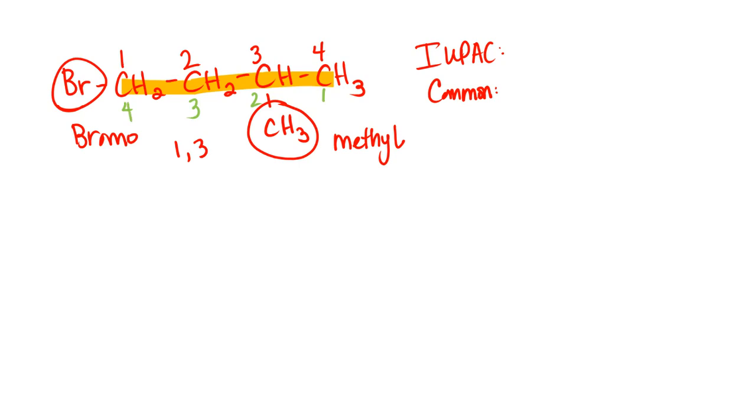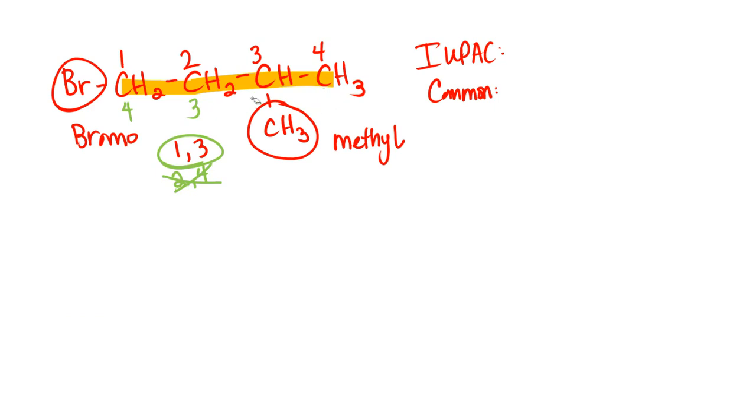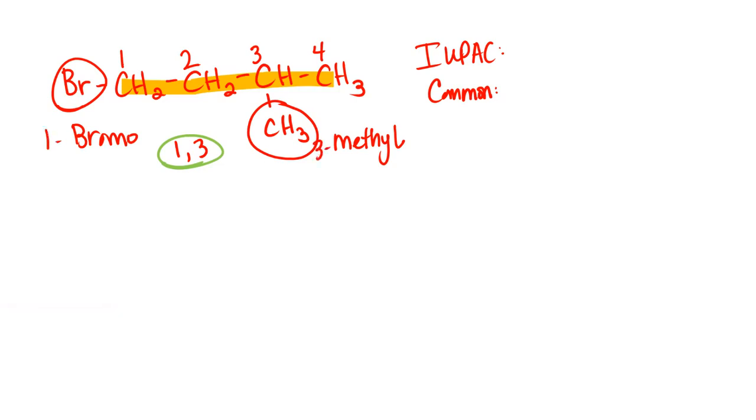If we number from the right, the methyl will have a 2 and the bromo a 4. Those are higher numbers, so we prefer the 1, 3. So we want to get rid of that green numbering, so we're not going to use that. I'm going to stick with the 1, 3. So then our methyl group is located at carbon 3. Our bromo group is at carbon 1.